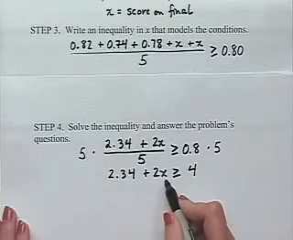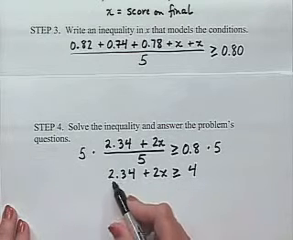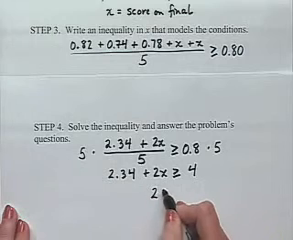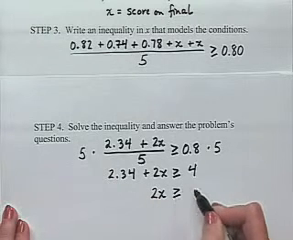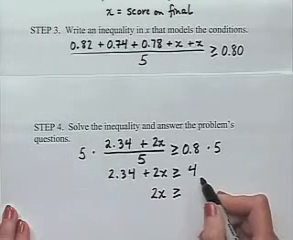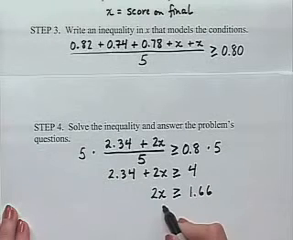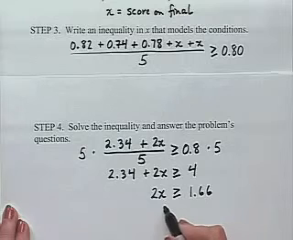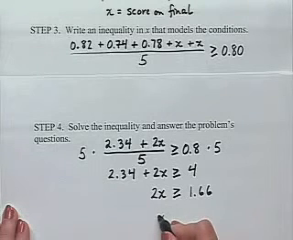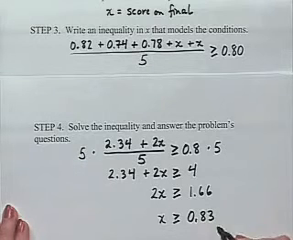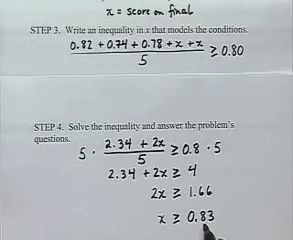Now, let's isolate our x term. We can accomplish this by subtracting 2.34 from both sides of the inequality. We're left with 2x on the left. That'll be greater than or equal to 4 minus 2.34, which is 1.66. And finally, to solve for x, we'll divide both sides of the inequality by the positive value of 2, which will give us x is greater than or equal to, and when we divide here, we get 0.83. Now, this would then tell us that our value on our final exam would have to be greater than or equal to 83%.